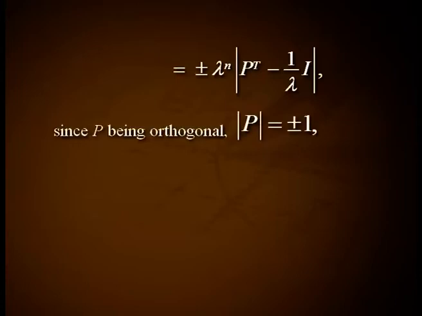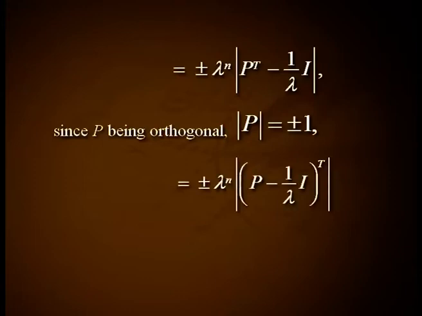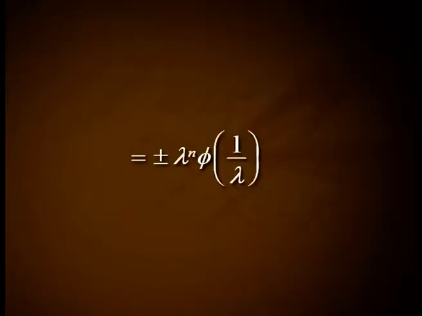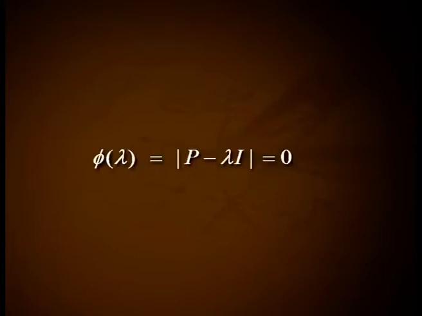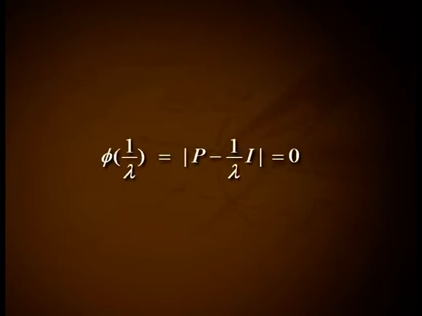Since P being orthogonal, modulus of P equal to plus or minus 1, this is equal to plus or minus lambda raised to n into determinant of (P minus 1 by lambda into I) transpose, which is equal to plus or minus lambda raised to n into determinant of P minus 1 by lambda into I, since for any matrix B, modulus of B transpose equals modulus of B, which is equal to plus or minus lambda raised to n into phi of 1 by lambda. Hence, phi of lambda equal to determinant of P minus lambda I equal to 0 if and only if phi of 1 by lambda equal to determinant of P minus 1 by lambda into I equal to 0, showing that the characteristic equation of an orthogonal matrix P is a reciprocal equation.